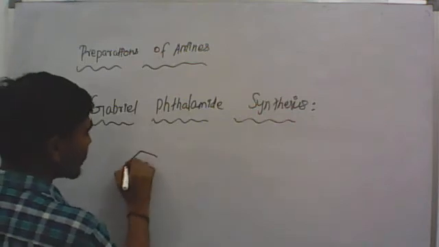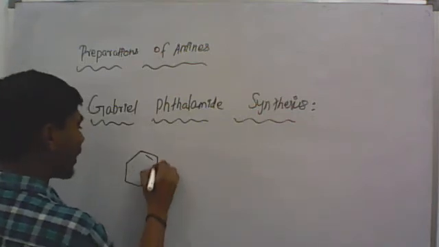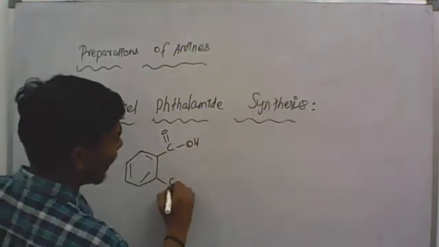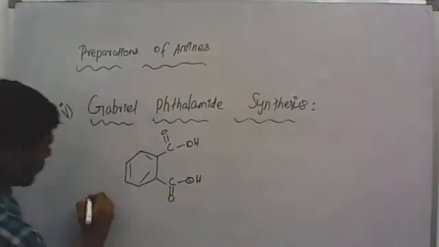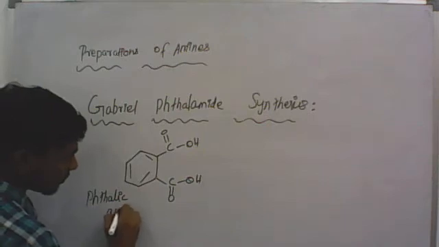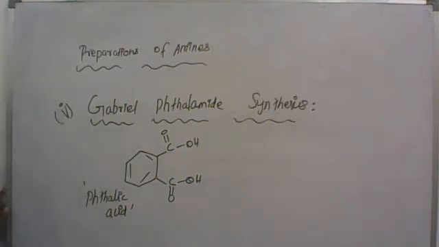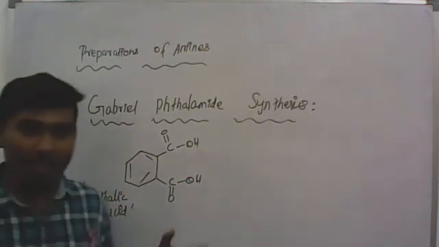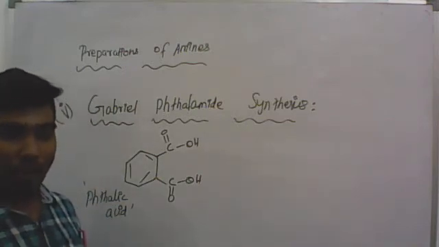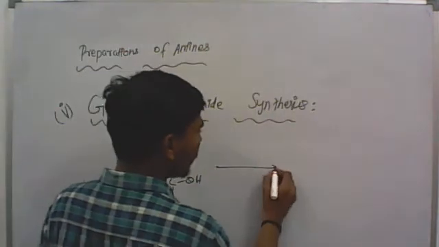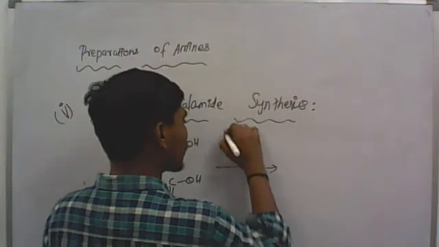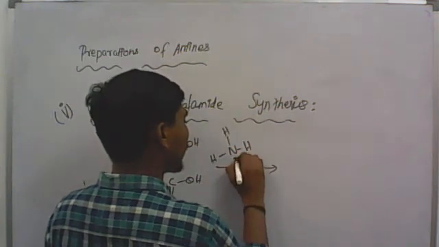The starting material for the preparation of phthalimide is phthalic acid. When phthalic acid undergoes the ammonolysis process, what do we mean by ammonolysis? Addition of ammonia is called the ammonolysis process. See here, I'm going to add ammonia, NH3.